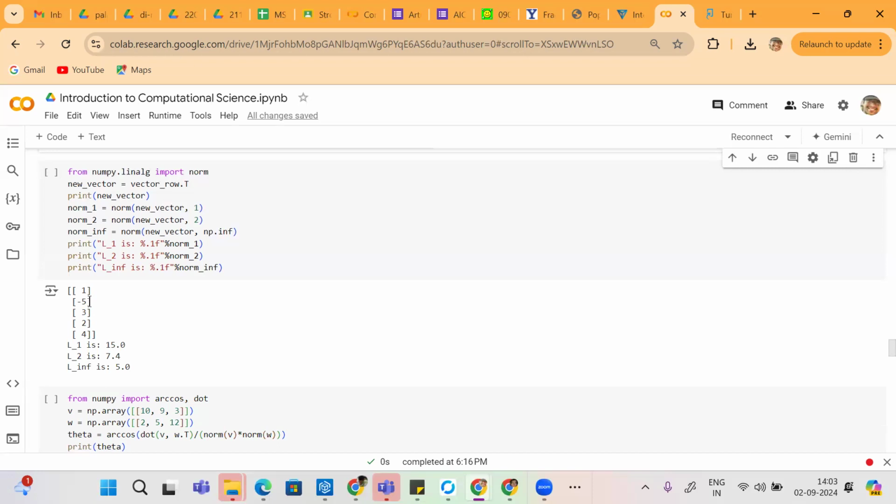Can you appreciate it? So L infinity norm doesn't require any sort of calculation, it will be just one of the elements of your vector. But for L1 and L2 norms, you have to do some computation which Python is doing for you.